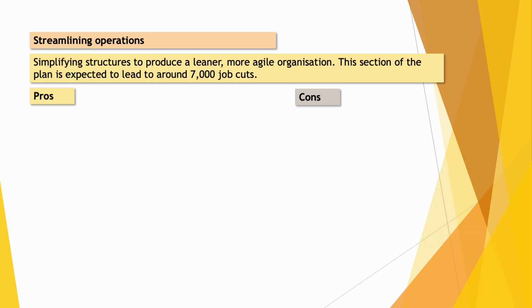Our final one, I think, is probably the easiest to talk about, and this is the streamlining of operations. Now, that streamlining in the real world and in the exam is probably very obviously code for we're going to fire a lot of people. So what they want to do is simplify all of their structures, so reduce the levels of management and get rid of about 7,000 jobs.